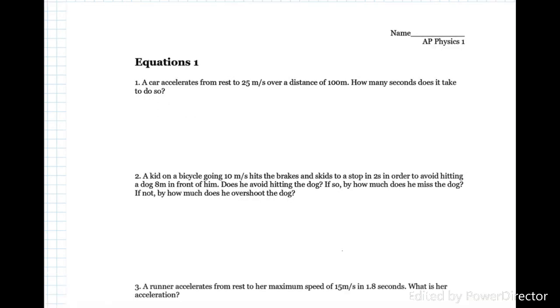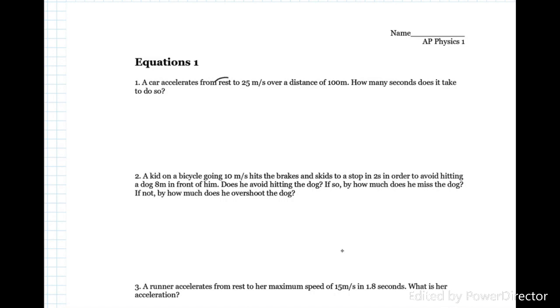All right, we're taking a look at equations 1 just to make sure that we're all on the same page. So, equations 1, we're going to do these first couple problems two different ways. A car accelerates from rest to 25 meters per second over a distance of 100 meters. How many seconds does it take to do so?